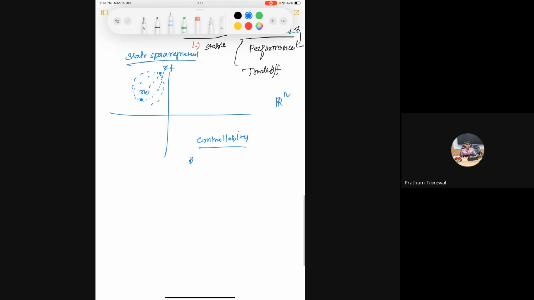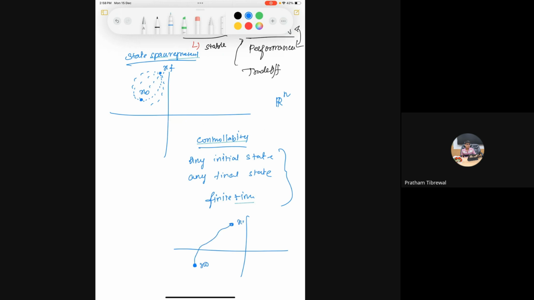three keywords: any initial state to any final state within finite time. Then I can say my system is controllable. For example, if I want to go from here to here, x naught to xf, within finite time, then the system is controllable. But if I can go from here until here, but I cannot go to the positive axis, according to the nature of my system, anything I do.